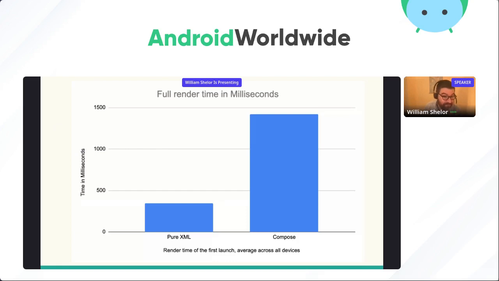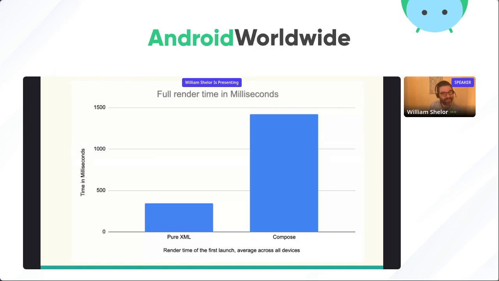On average, pure XML took around half a second, an average of 345 milliseconds to render. In contrast, the composable version of the screen took an average of right around a second and a half, 1,418 milliseconds to render. I got to admit, this was not the result that I wanted. Compose felt slow on my test device, but it was the slowest device that I had. I was kind of hoping it was all in my head.